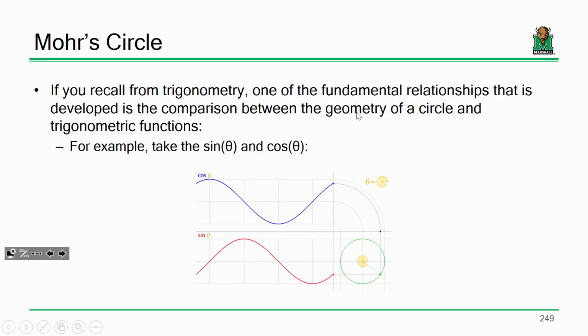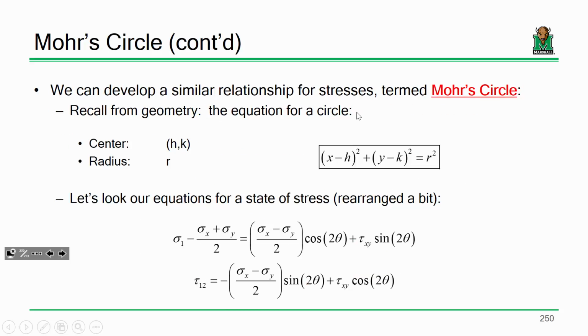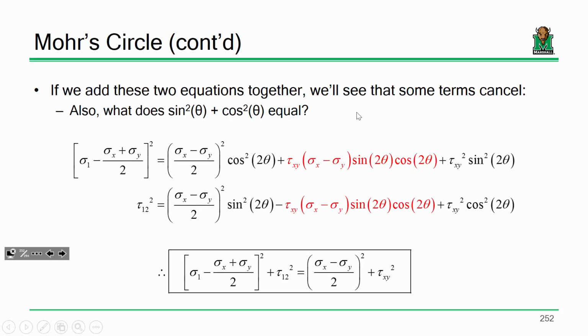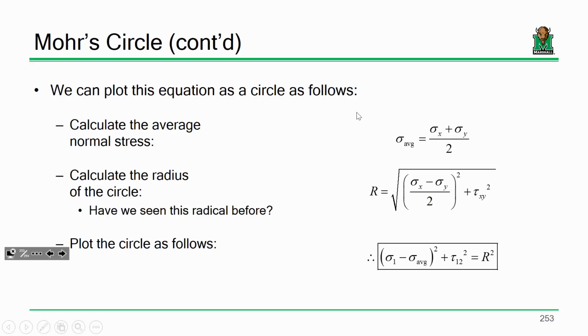Okay? So let me go back. All right? So (x minus h) squared plus (y minus k) squared equals r squared. Okay? So what's going on? This is the equation of a circle. So here we go. I propose that we calculate two quantities. We calculate average stress, which is just (sigma x plus sigma y) over 2, and we calculate r, the radius.